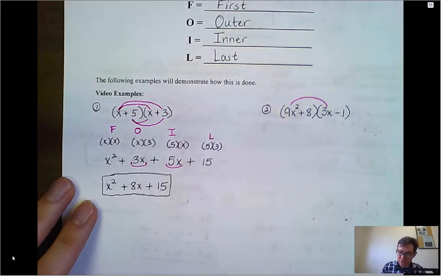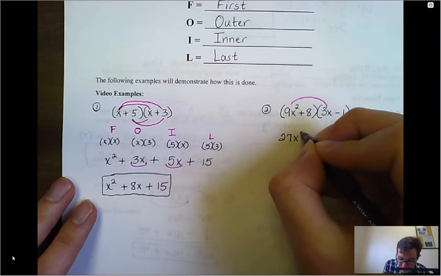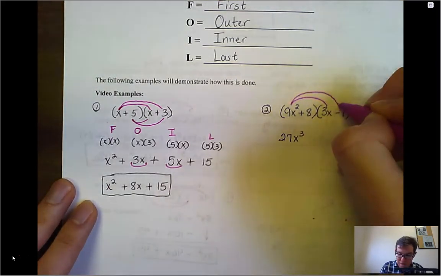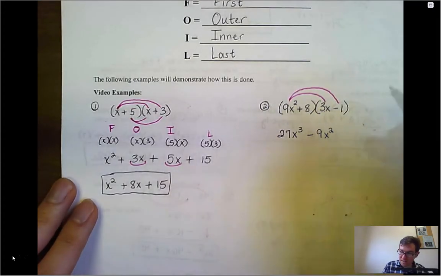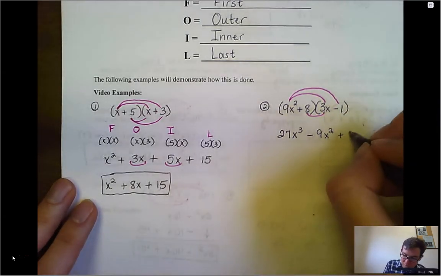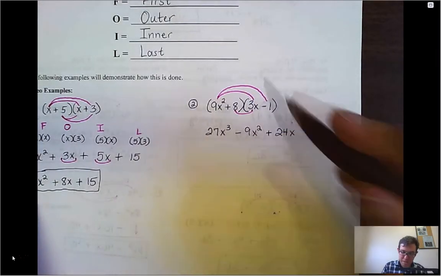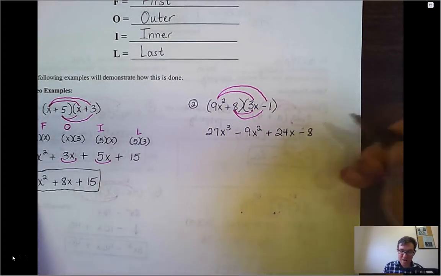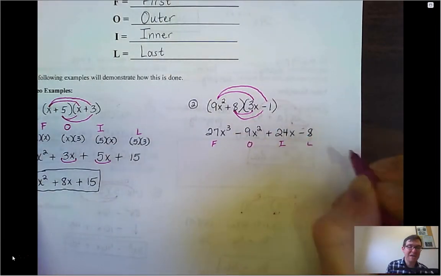For this one, we multiply the first terms together. 9x squared times 3x gives me 27x cubed. Then I multiply 9x squared times negative 1, which gives me negative 9x squared. Then I multiply the 8 times 3x, which gives me 24x. And then I multiply the last terms. 8 times negative 1 gives me negative 8. So I've got my first, my outer, my inner, and my last.